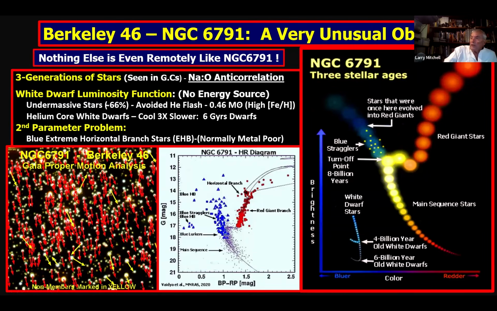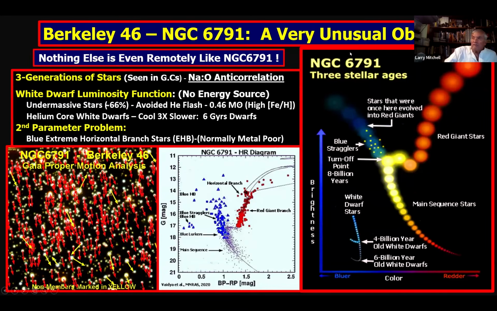Well, they found out that the white dwarfs in Berkeley 46 are unlike white dwarfs of any other cluster. These white dwarfs have helium cores. They never went through something called the helium flash, so they're very slow to cool down, and those are stars that are 6 billion years of age. Stars that did go through the helium flash, that have the classic carbon cores, are 4 billion year old stars. Then stars at the tip of the main sequence are 8 billion year old stars.